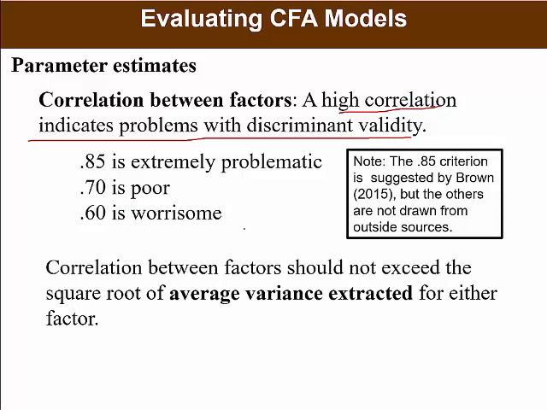Now, it doesn't have to be 0. So a 0 correlation would be an orthogonal relationship. And we don't have to have an orthogonal solution for our factors to be distinct. They can still have some correlation. We just don't want it to be extreme.